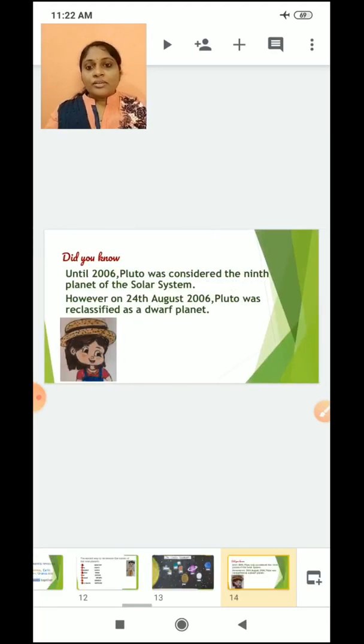Fine, children. And Pluto was part of the solar system until 2006, and after 24th August 2006 Pluto was reclassified as a dwarf planet. So now there are 8 planets in the solar system.